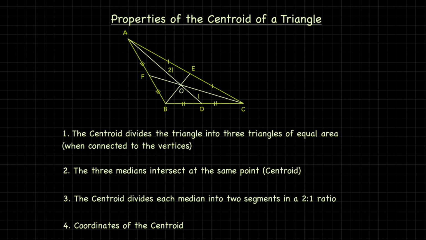The last property that we're going to prove is that the coordinates of the centroid are given by (x1 plus x2 plus x3)/3, (y1 plus y2 plus y3)/3, where x1, y1 are the coordinates of A, x2, y2 of B, etc. In other words, the centroid's coordinates are the average of the coordinates of the three vertices.